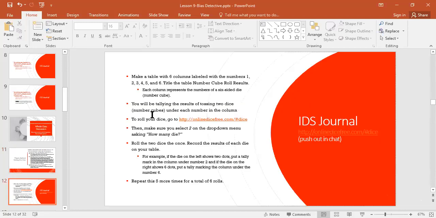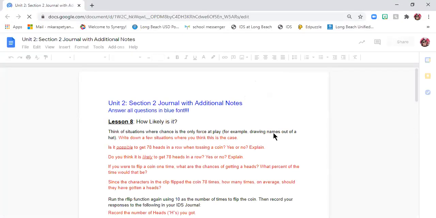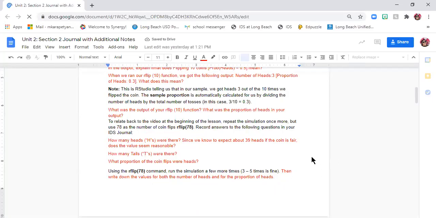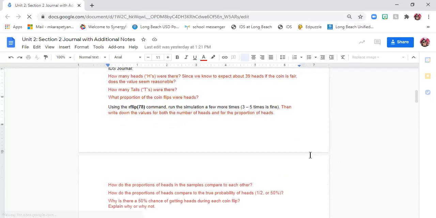So what we're gonna do, ladies and gents, is we are going to roll our dice, okay? So before I release you to do this, let me go through the directions, okay? You are going to be looking at your IDS journal. Okay, your IDS journal is, let me share it real quick. Okay. So on your IDS journal, you should see, I'm scrolling.